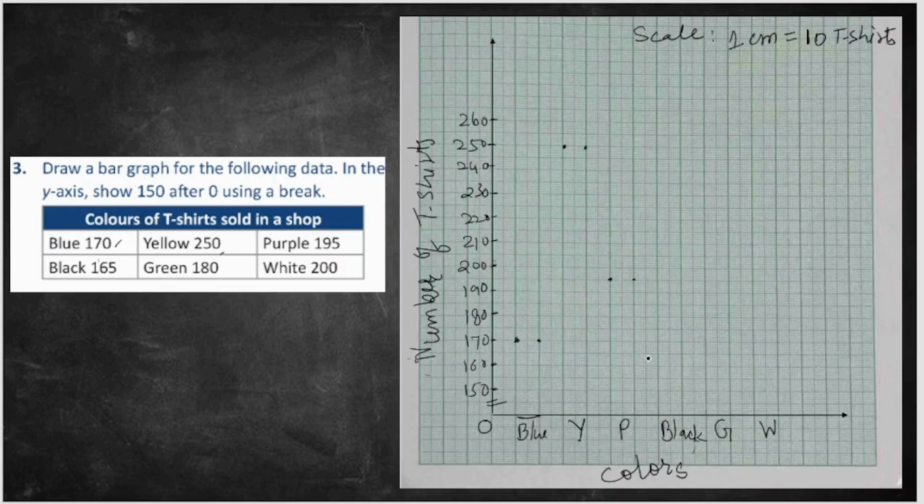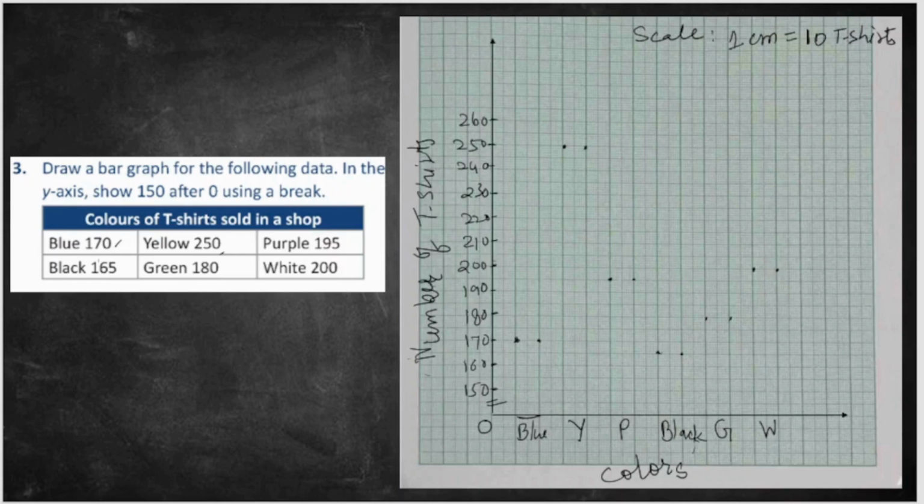Now for black 165, it means it will come between 160 and 170. So it is for black. Yes. Then for green 180, for green 180, this line is 180. Okay. And for white it's 200. So where is the point 200? Yes, you can see this is the point 200 for white.